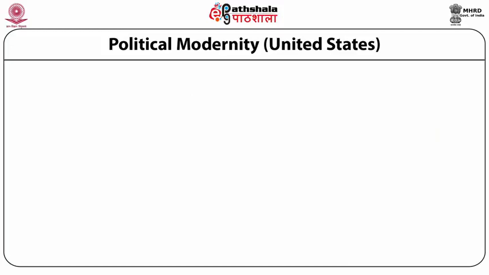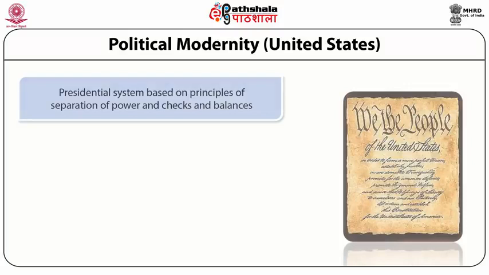Now let me discuss a third case study, which is United States. United States, as I've mentioned earlier, is a role model of presidential system for all other countries. In United States, the presidential system was based on two major principles, that is separation of power and checks and balances. So these two were the guiding principles of American Constitution. Let me explain these two principles a little bit.